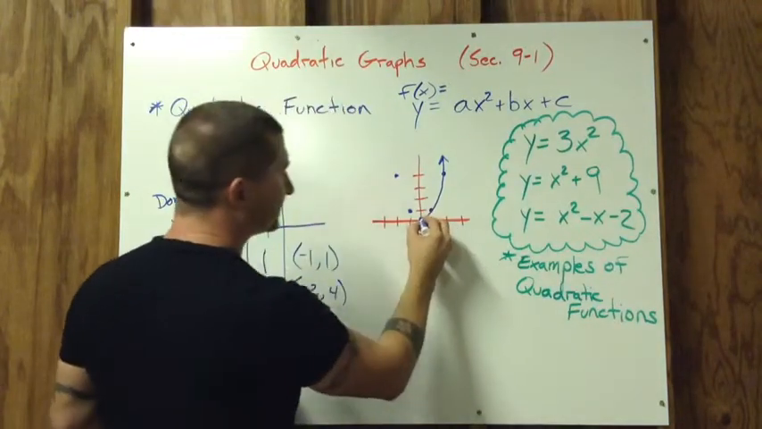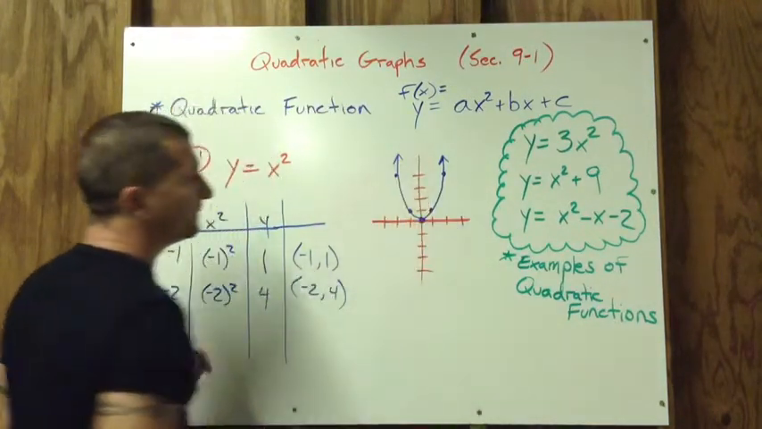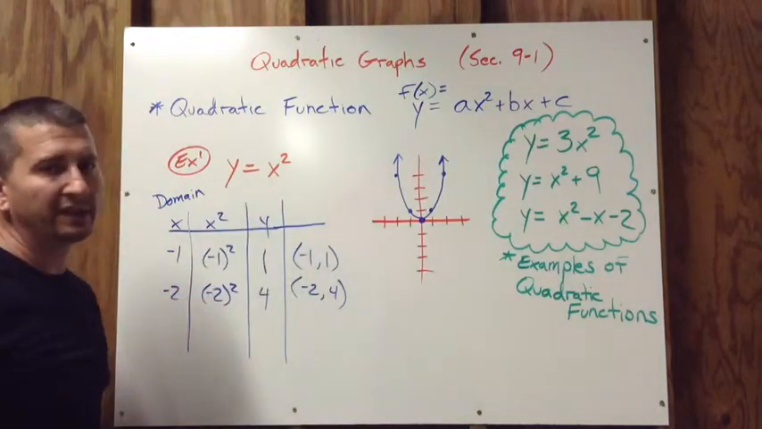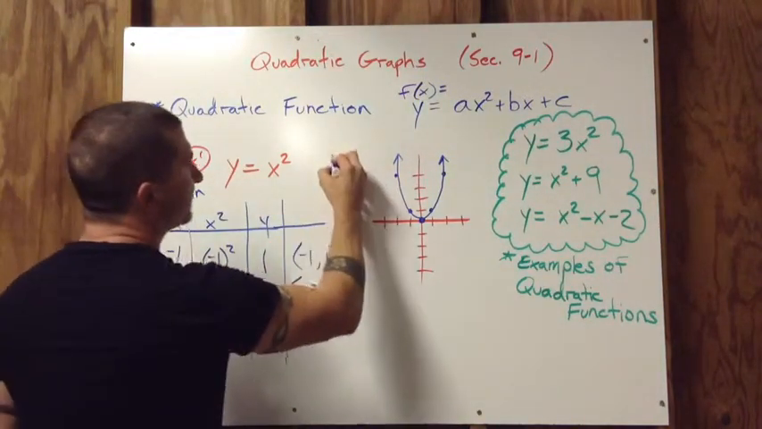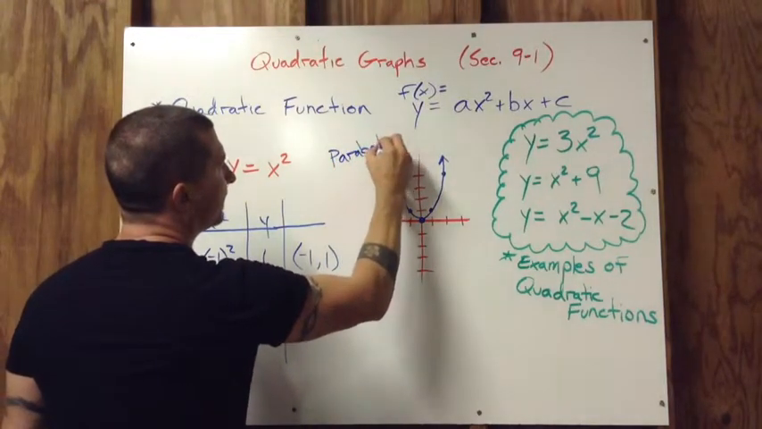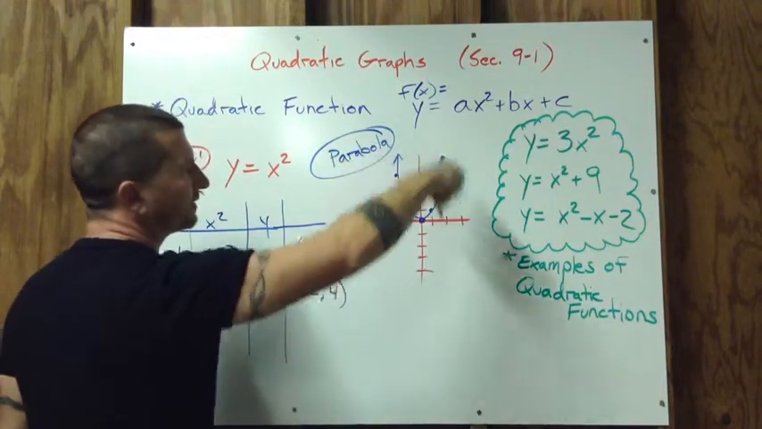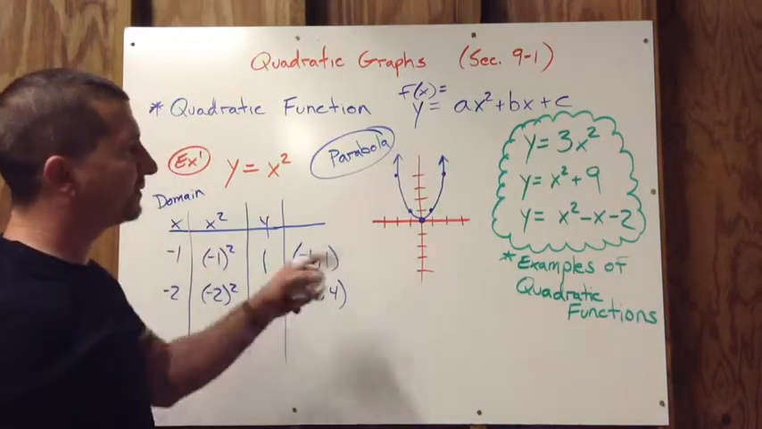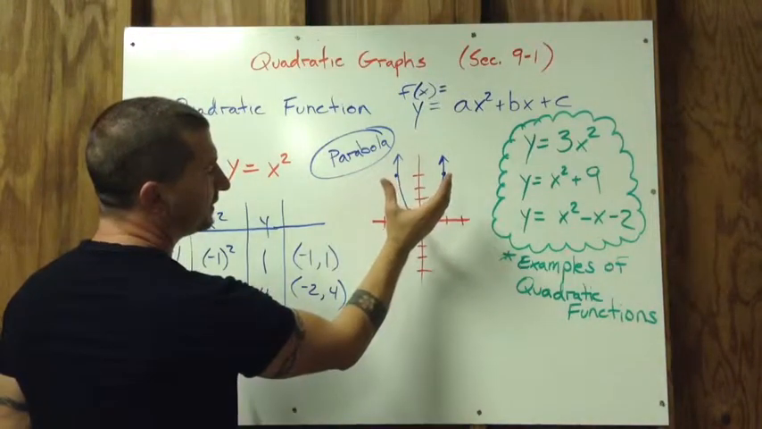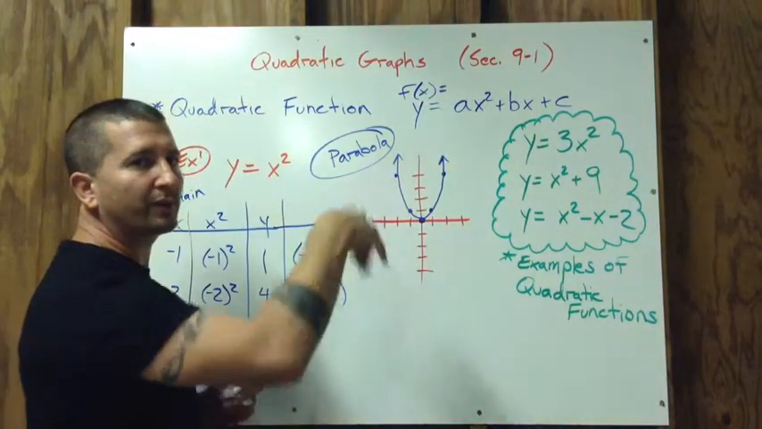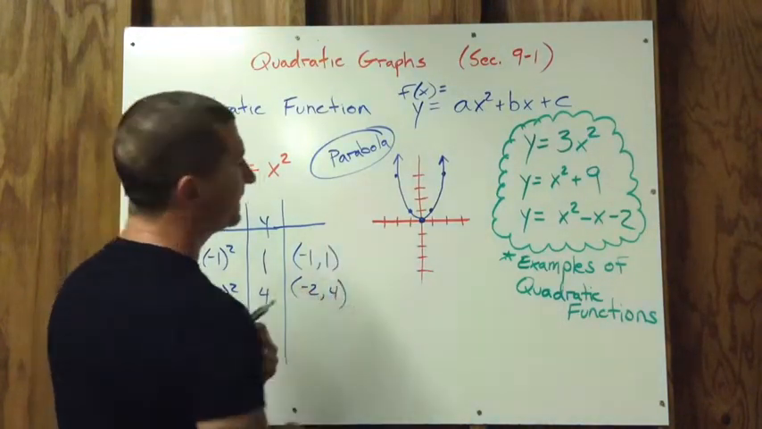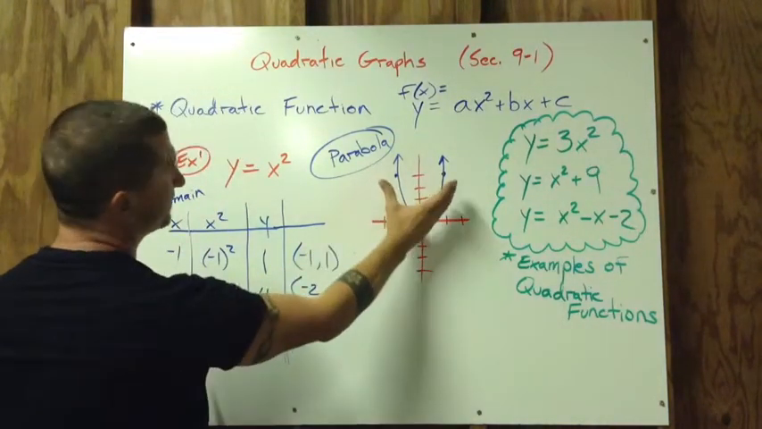Now if we plot those over here, we have negative 1, 1, and negative 2, 4. And as you can see, it creates sort of a mirrored image on the other side. And this is a complete curve. This shape is called a parabola. Now this parabola, as you can tell, opens upward. Parabolas can open upward or downward. They can actually open sideways also. We'll get to that later. But right now, I want you to notice this is upward.